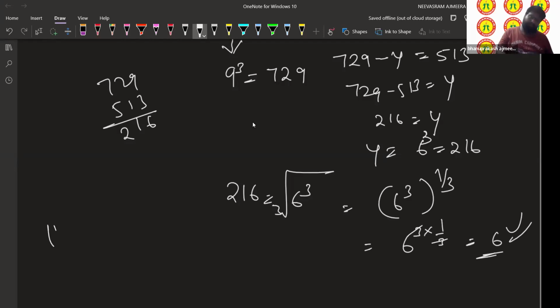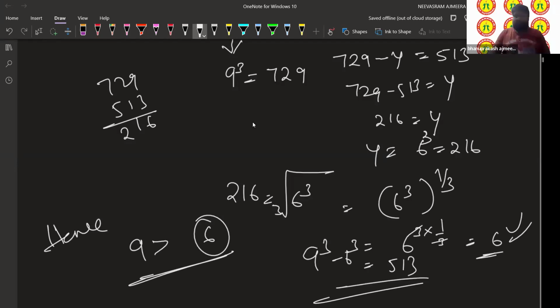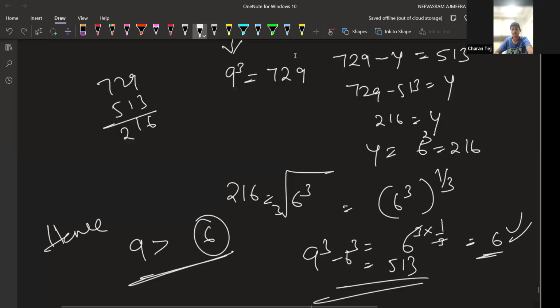So hence proved. Why? Because they said that 9 is the biggest number and 6 is the smallest number. So when we subtract 9 cube minus 6 cube, you will be getting 513. So any doubt in this?